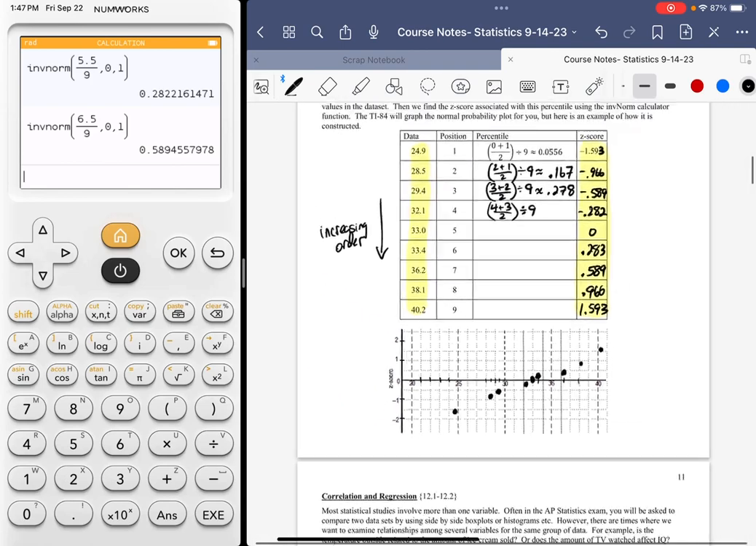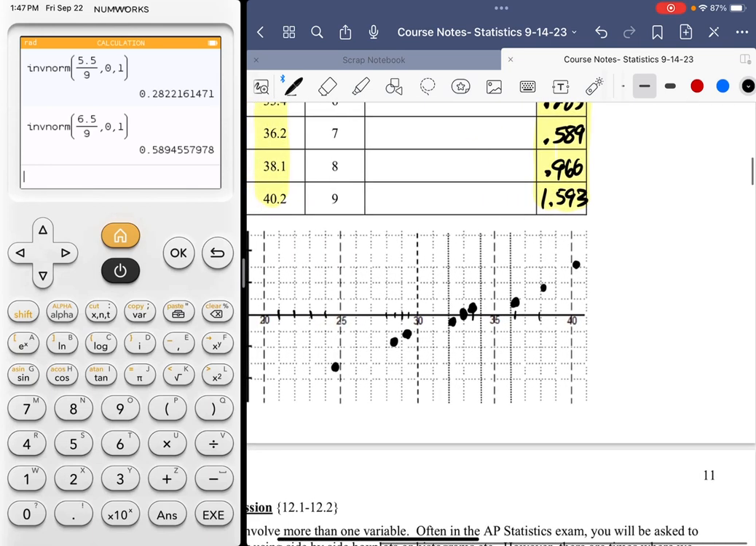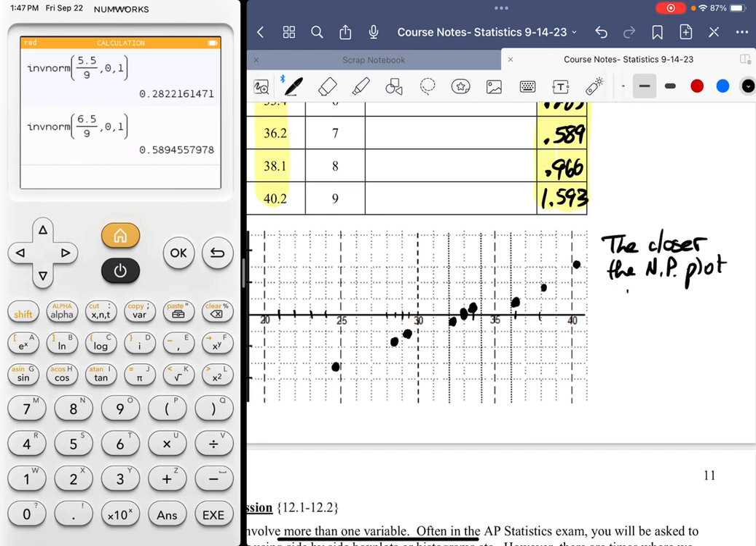And so that would be the normal probability plot. The closer the normal probability plot is to linear, to forming a straight line, the closer the original data set is to being normally distributed.